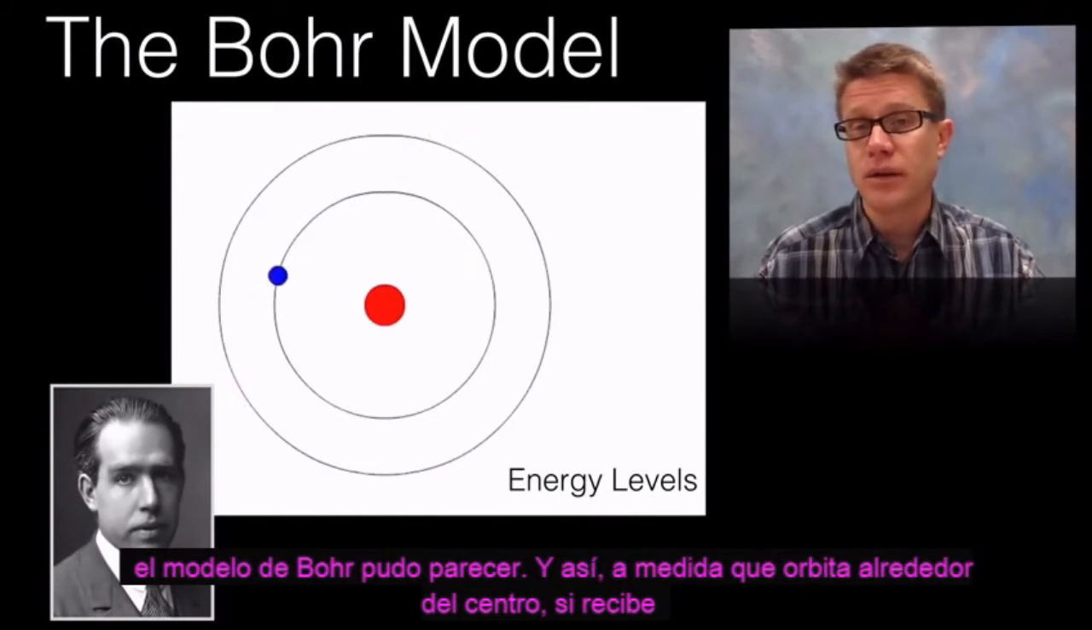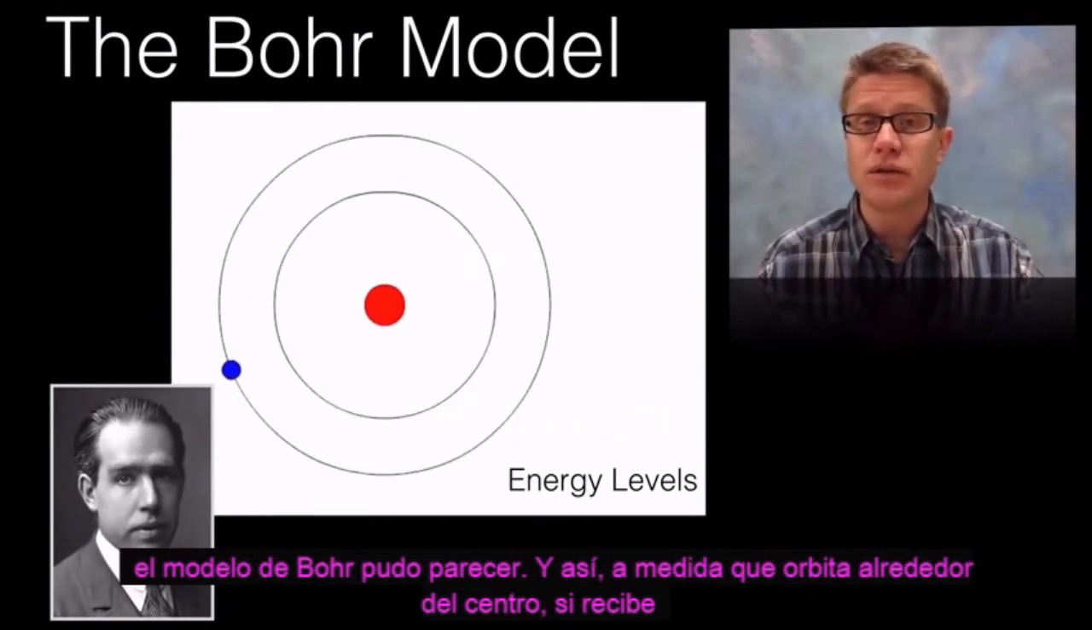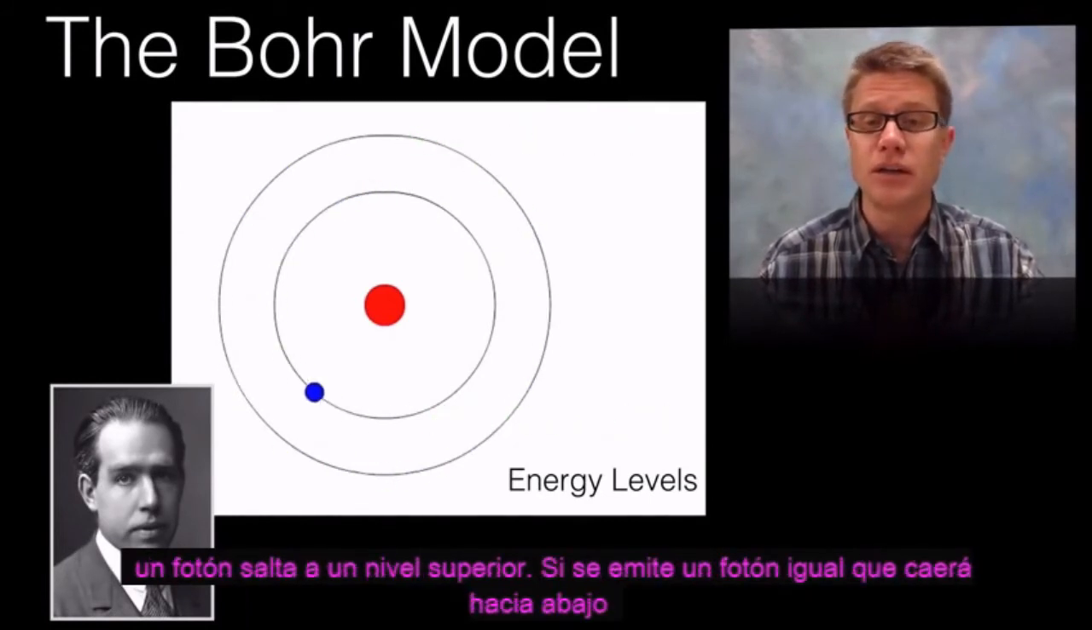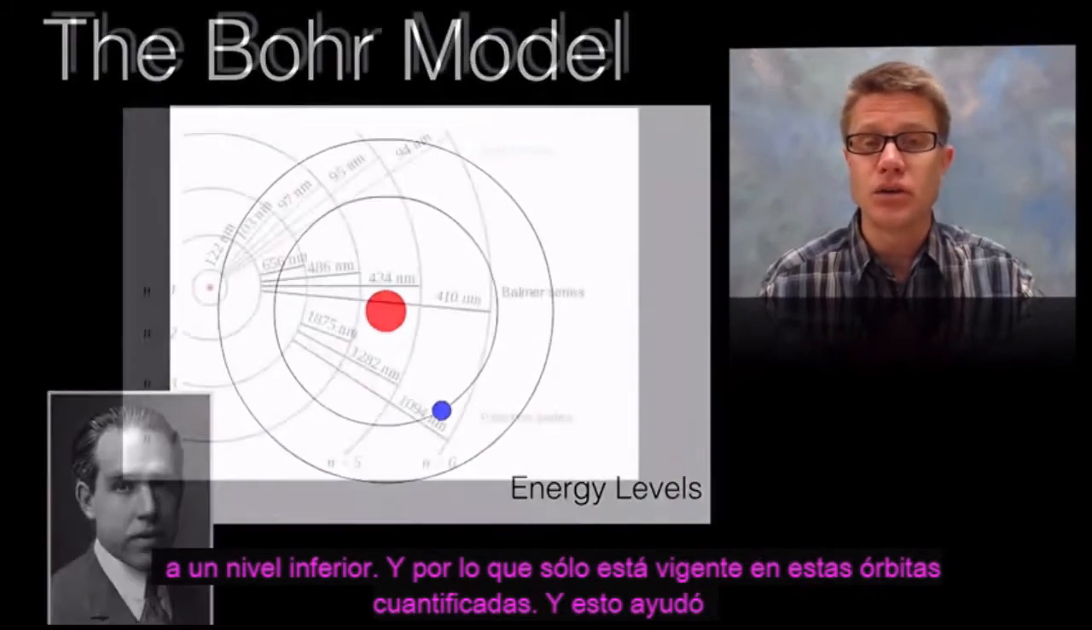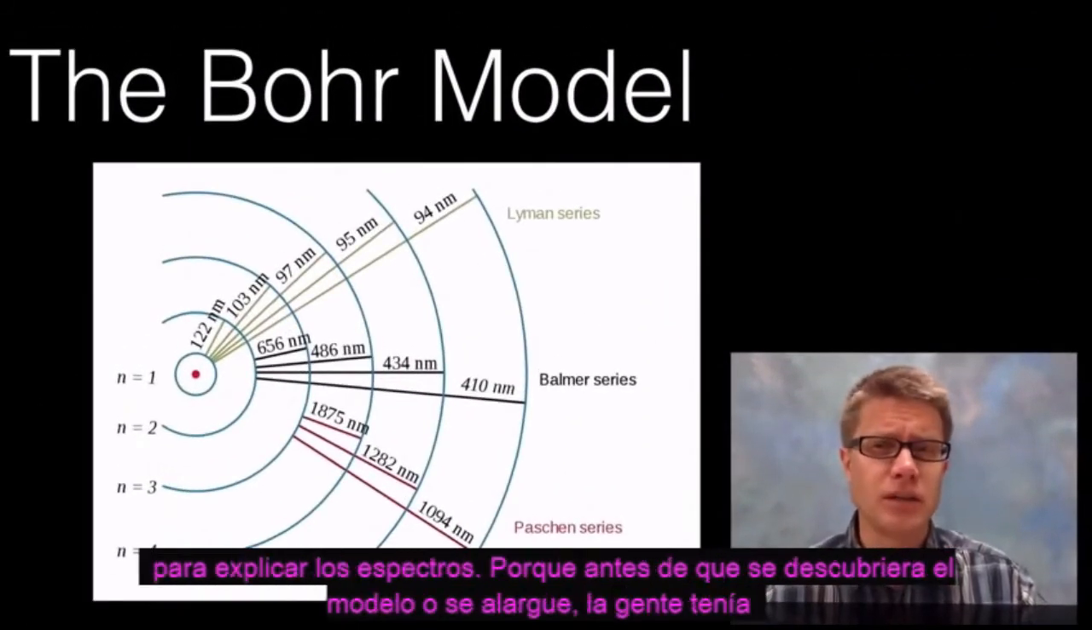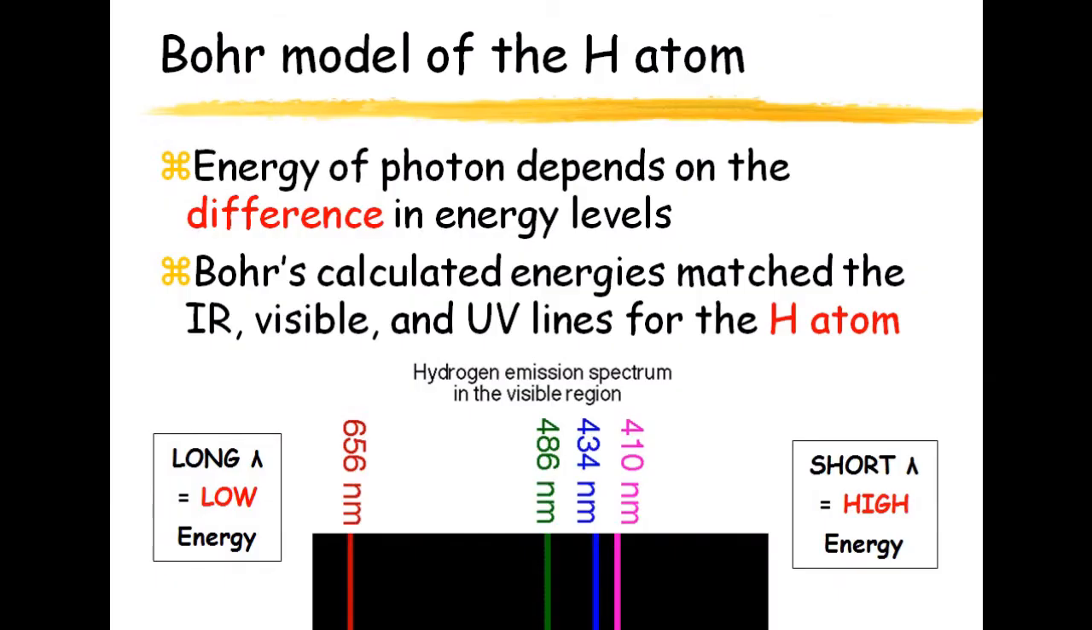And so as it orbits around the center, if it receives a photon, it jumps to a higher level. If it gives off an equal photon, it'll drop down to a lower level. And so it's only existing in these quantized orbits. And this helped to explain spectra. Bohr created this model for a hydrogen atom. Energy of a photon depends on the difference in energy levels, as we just saw.